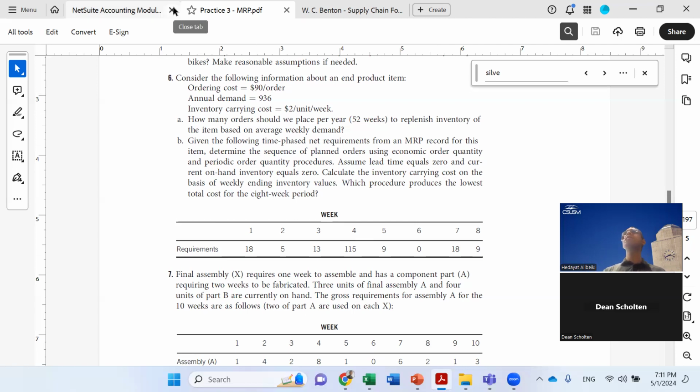How are your NetSuite and SAP cases going? Have you tried yet? Okay, that's okay. You guys are doing the SAP one, right? All the warehousing.